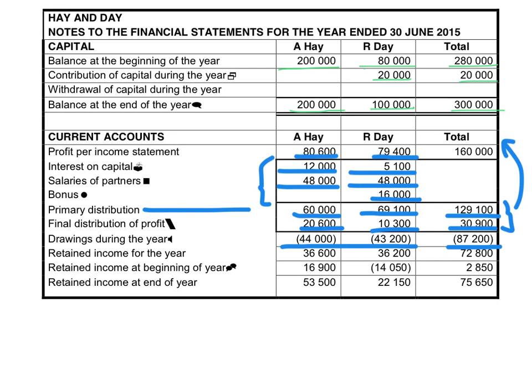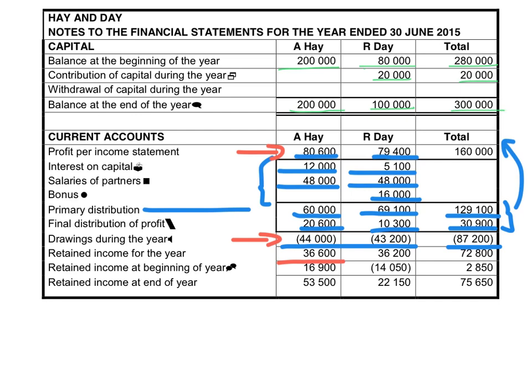The retained income for the year is the difference between the amount that they're entitled to and the amount that they've actually taken. So according to A Hay's balance, he's entitled to 80,600. His drawings for the year were 44,000. So if I subtract it, it means that he didn't take all the money he's entitled to. He left 36,600 in the business.